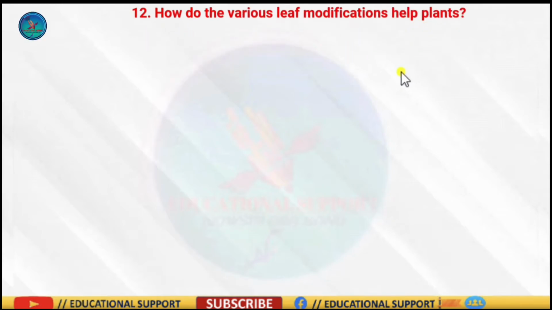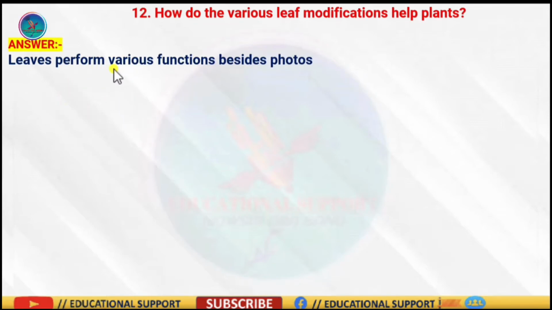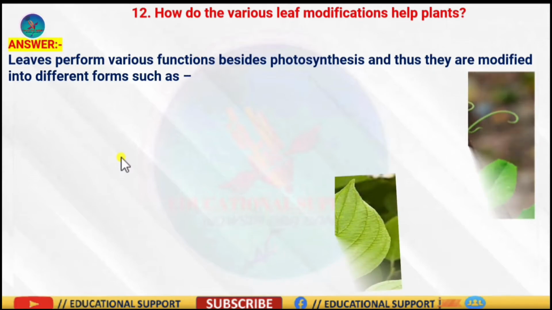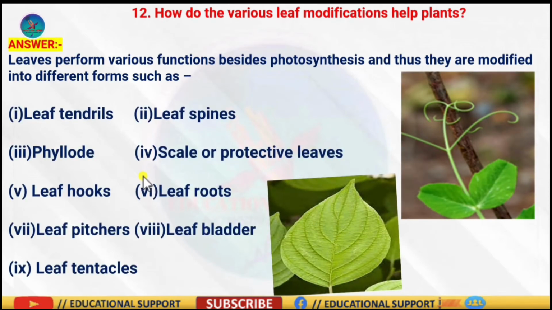Question number 12 is, how do the various leaf modifications help plants? So leaf performs various functions besides photosynthesis and thus they are modified into different forms such as leaf tendrils, leaf spines, phylloid, scales or protective leaves, leaf hooks, leaf bladder, leaf roots, etc. I already discussed how the various leaf modifications help plants in detail. You can check the videos for this answer.